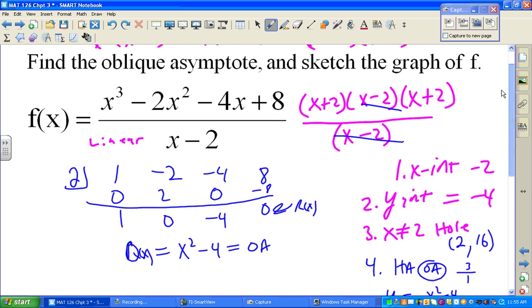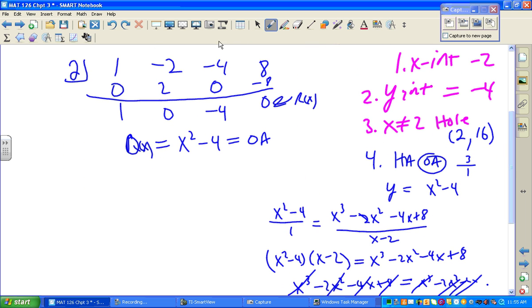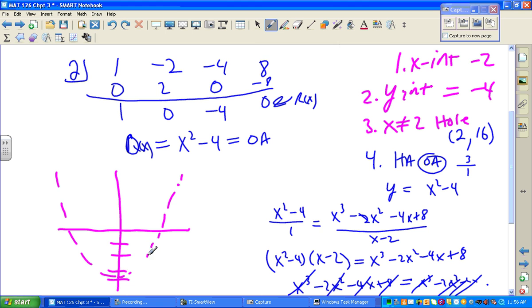Okay? So let's put all this into a graph. A sketch. The oblique asymptote is a parabola down there, comes swooping in like this. Okay. The x-intercept is negative 2. The y-intercept is negative 4. And there is a hole in the graph at 2, 16. A hole. 2, 16.